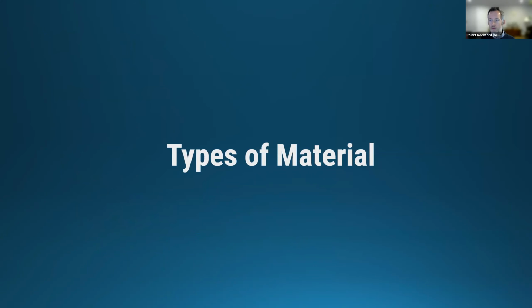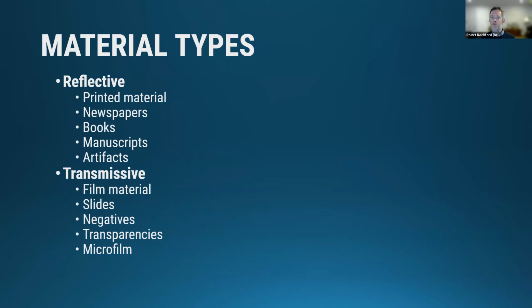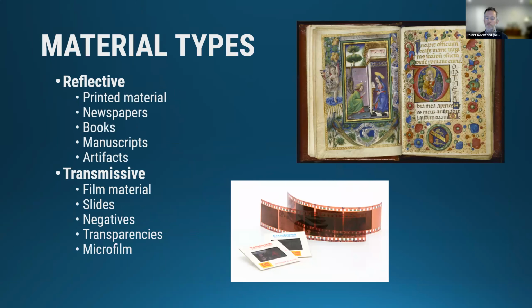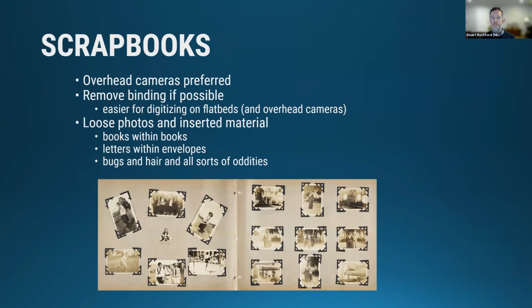Right, so let's briefly talk about some different types of material. We've got about maybe 10 minutes or so. All right, types of material: reflective, transmissive. Reflective is just anything paper, anything opaque that light is bouncing off of. Transmissive is anything that light is shining through. So film, slides, negatives, transparencies, and microfilm. So let's talk about some of those.